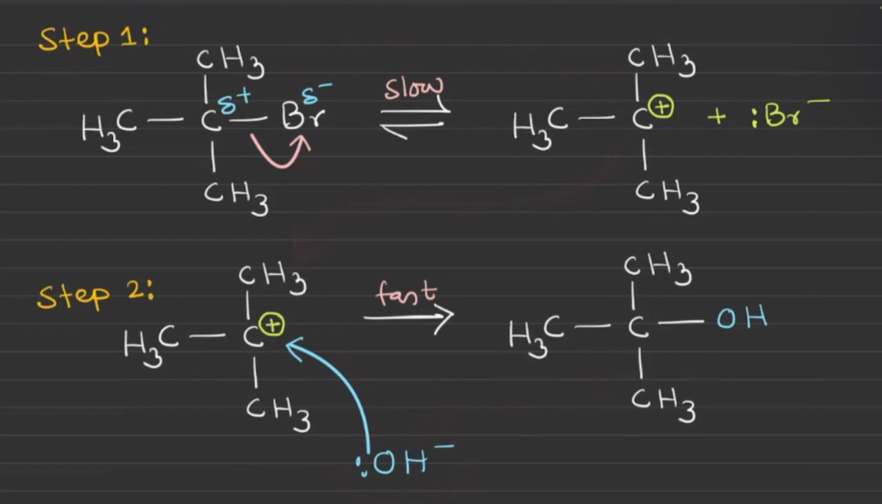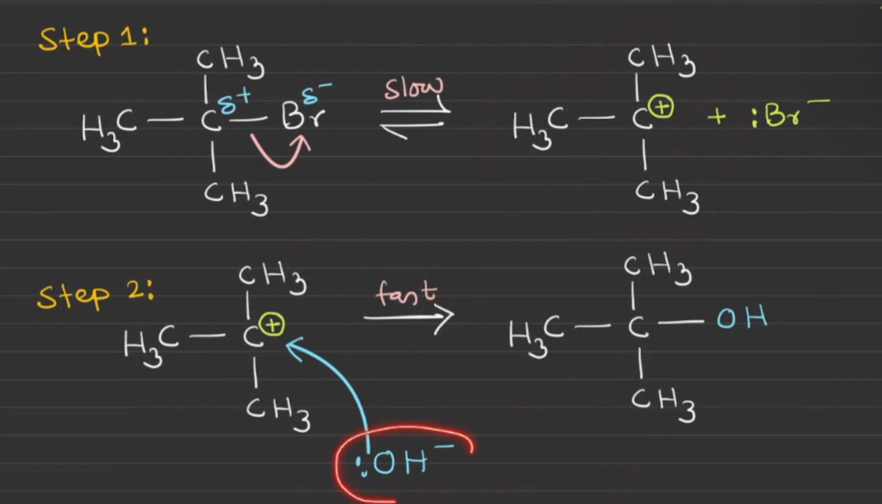Only after the first step happens, the second step can happen. So the second step is dependent on the first step. আমার second stepটা যদি slowly হয়, তোমার overall productও কিন্তু slowly produced হবে. The fact যে hydroxide ion can react very fast does not matter. The rate of reaction is limited by the amount of carbocation that can be produced in the first step.